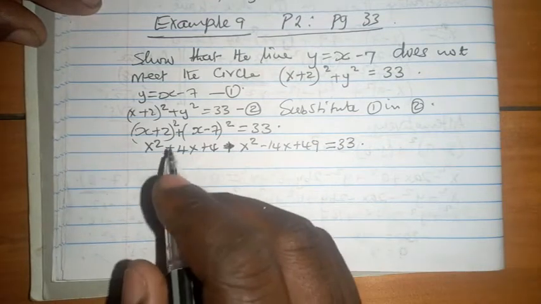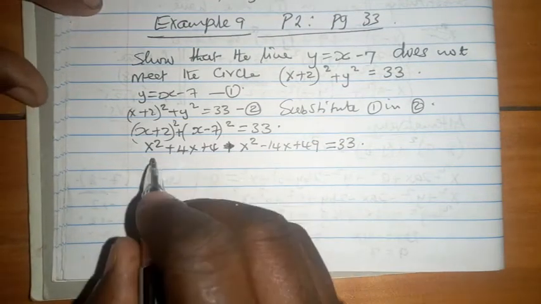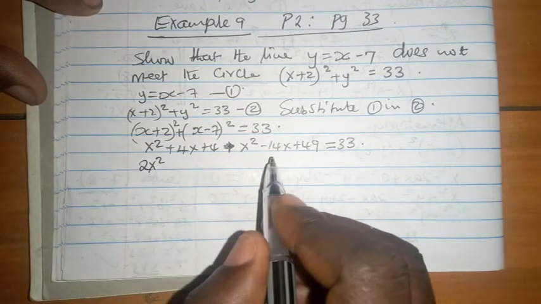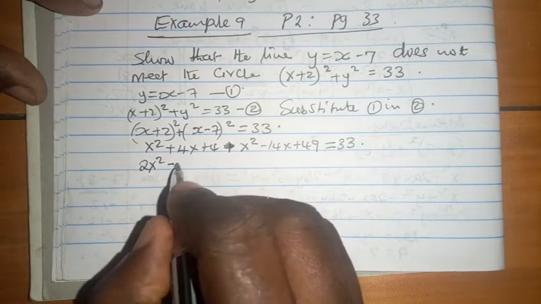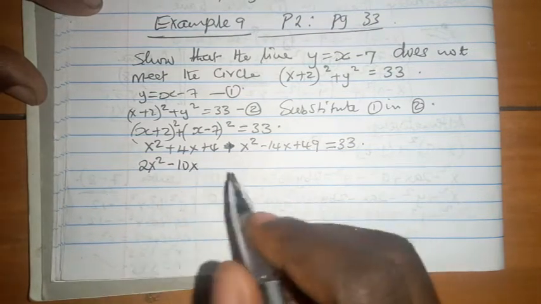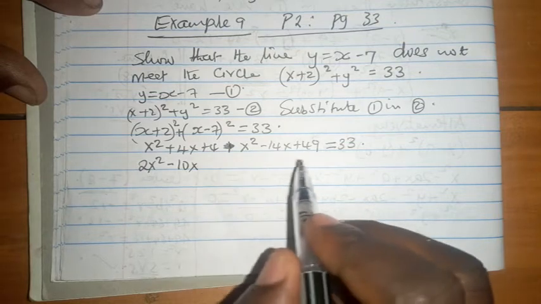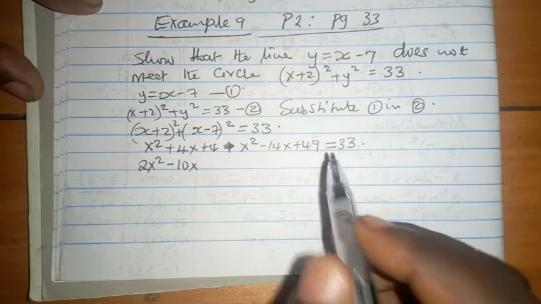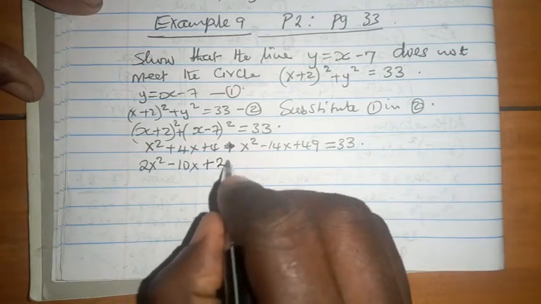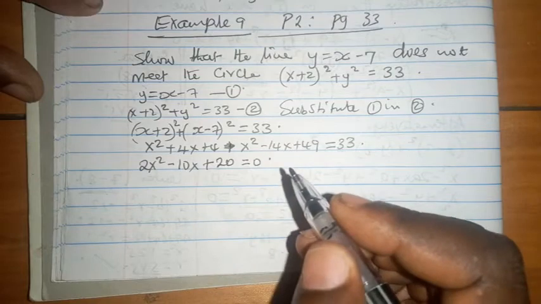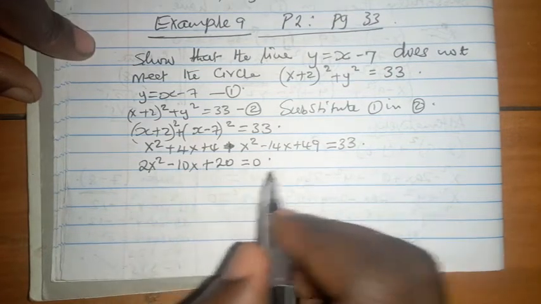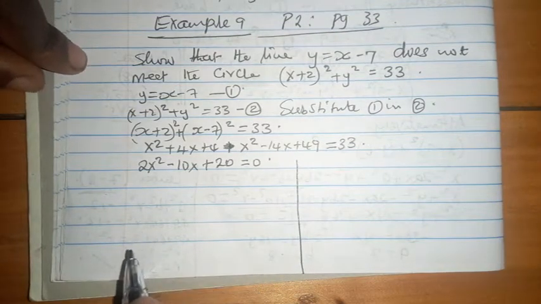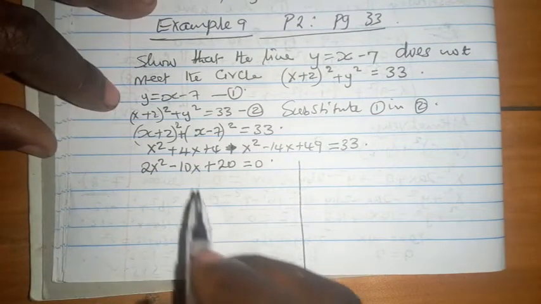So you can already see that we have the like terms. We can collect all of them together. X squared plus x squared, we have 2x squared. 4x minus 14x, we get minus 10x plus 4 plus 49, that is 53. 53 minus 33, that is 20. So plus 20 is 0. And it goes without saying that this is directly a quadratic equation, and we can solve it just like that.